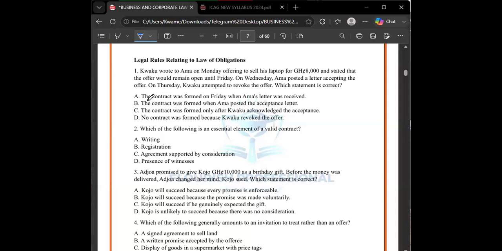So that's where there are a lot of issues. Even in our tutorial set, that's the one that has the most questions, because it cuts across a number of issues. That's even where we have sale of goods, hire purchase, and I think even negotiable instruments. So the legal rules relate to the law of obligations, matters that bring up obligations. For example, a contract, an agency relationship, sale of goods.